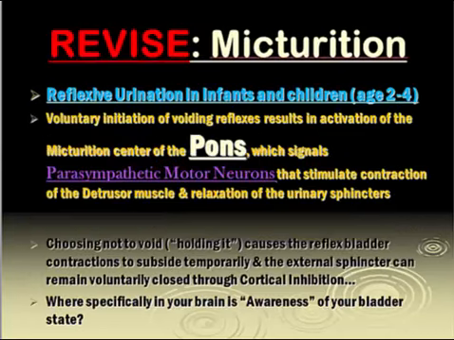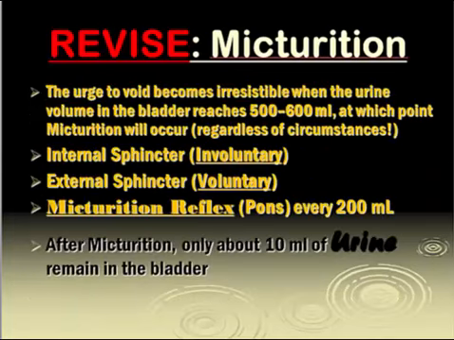Reflexive urination occurs from 2 to 4 years of age until a person learns to control that skeletal muscle sphincter located at the base of their bladder. The external sphincter is the voluntary or skeletal muscular sphincter.